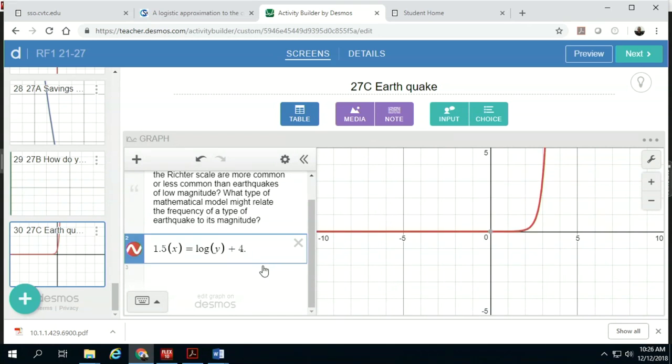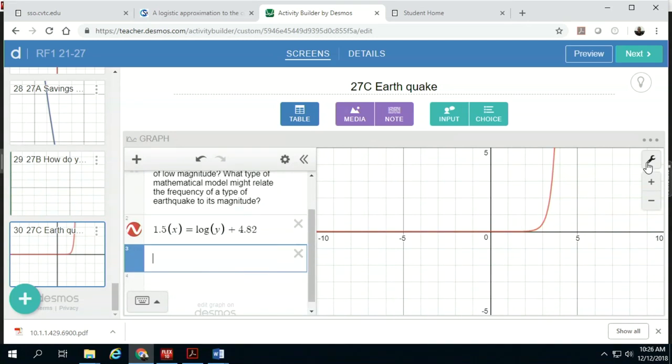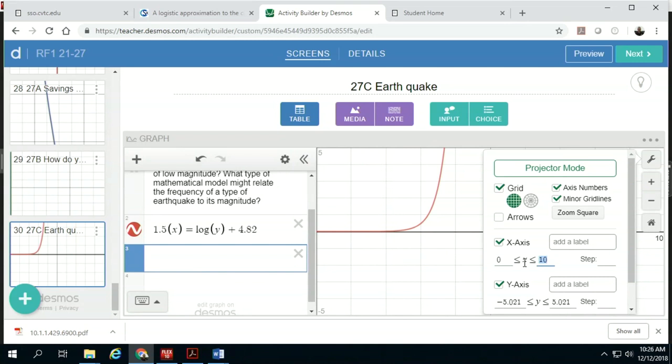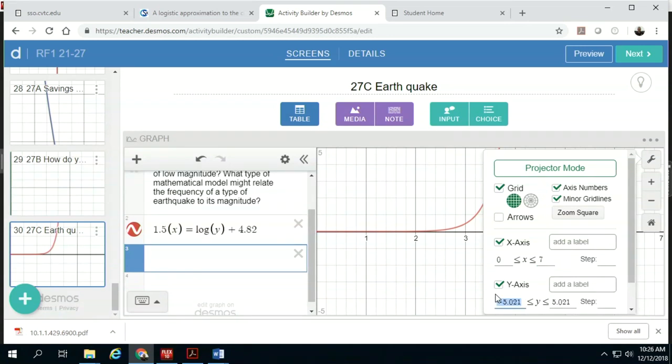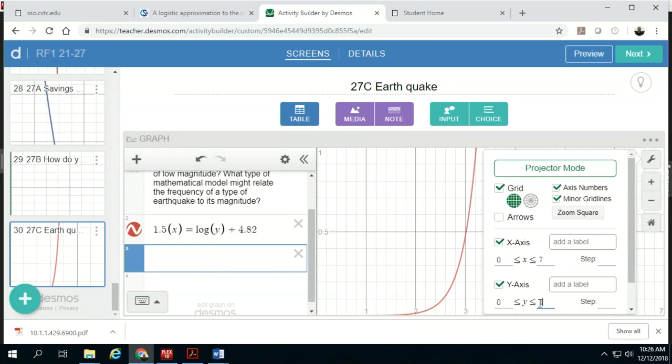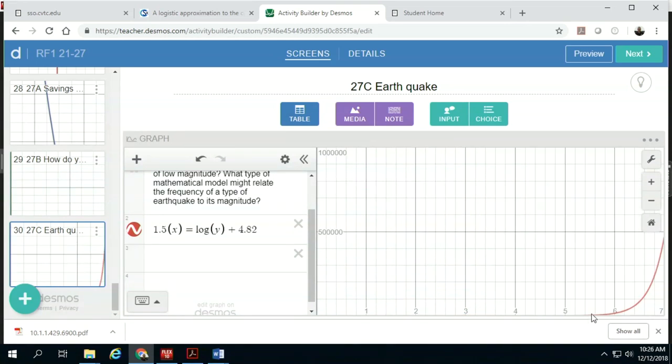plus 4.82. And I should say my x's go from, let's say, 0 up to 7. That's really a big earthquake, right? And then the metric tons, we should go from 0 up to, well, if you notice, we were at a 4.2 earthquake and it was already 40,000, so maybe we should go up to 1,000,000. That'll get us close, right?